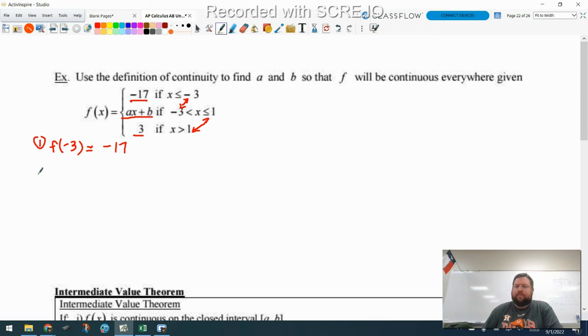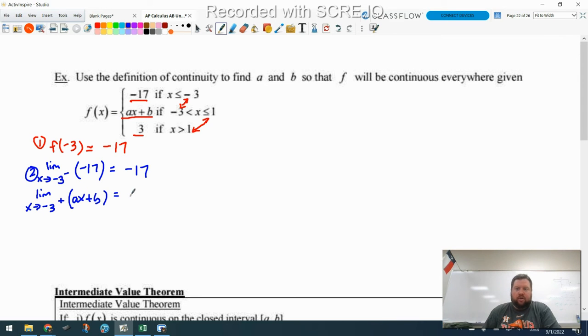Rule number 2, the limit as x approaches -3 must exist. So we're going to do a left-hand limit as x approaches negative 3 from the left. From the left is going to be the top part, so that's negative 17, and the limit of a constant is equal to the constant. Then we're going to do a limit as x approaches negative 3 from the right. So that's going to be the middle one, x is greater than negative 3, if you read that part backwards. So that's going to be the ax plus b. You can solve this limit by doing direct substitution, and you end up with negative 3a plus b.